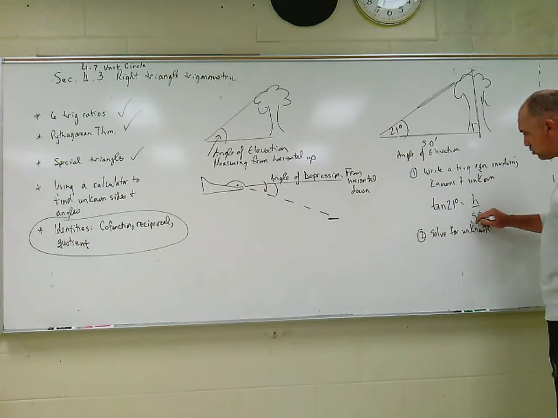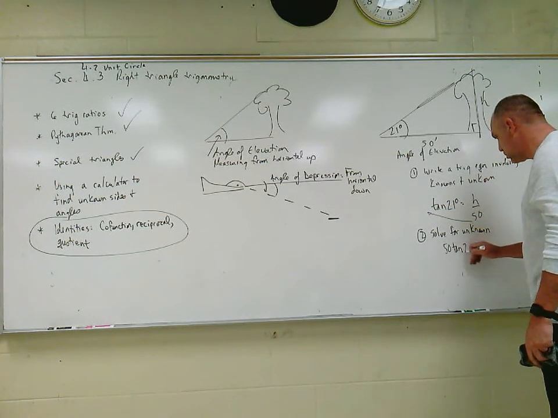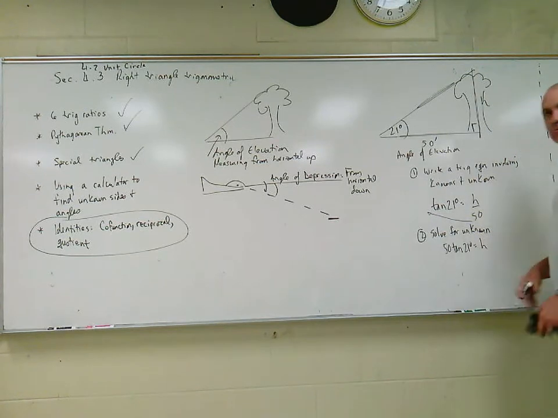So all I'm going to do is cross multiply my 50. 50 times tangent of 21 equals h. And then you should round to 2 or 3 decimals. That tick mark is feet. I'm going to do more of these in the second part of the lesson in a little bit, but that's just the basic idea there.